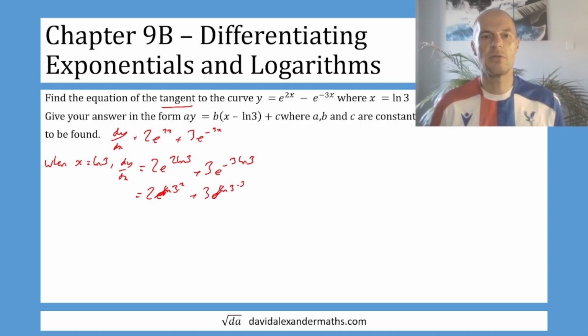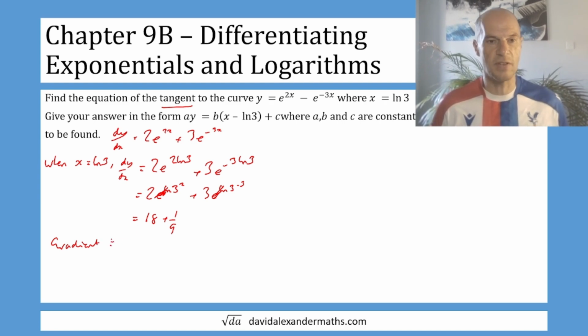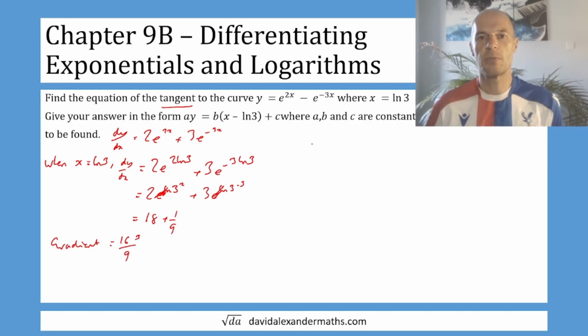So that's 2 times 3 squared. 3 squared is 9, 2 nines are 18. 3 to the negative 3 is 1 over 3 cubed, 1 over 27. So 3 over 27, which is 1 over 9. So therefore the gradient is 18 and 1/9, or in terms of ninths, that is 163 over 9.